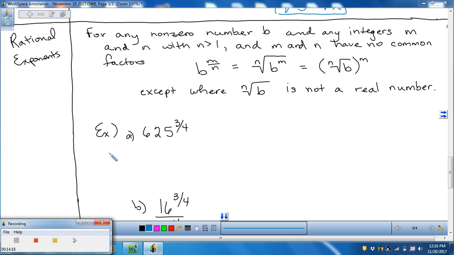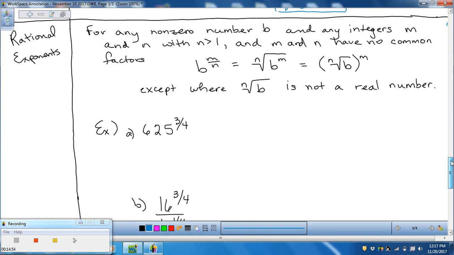Okay, now let's talk about rational exponents. For any non-zero number b and any integers m and n with n greater than 1 and m and n having no common factors, b to the m over n is equal to the nth root of b to the m, which is equal to the nth root of b raised to the m power, except where the nth root of b is not a real number. We're only going to be dealing with real numbers, so this will work out fine.